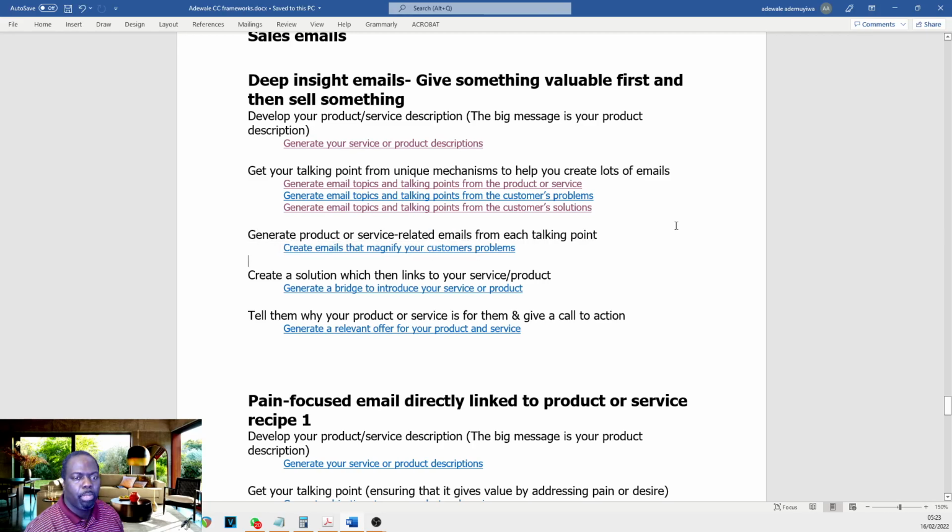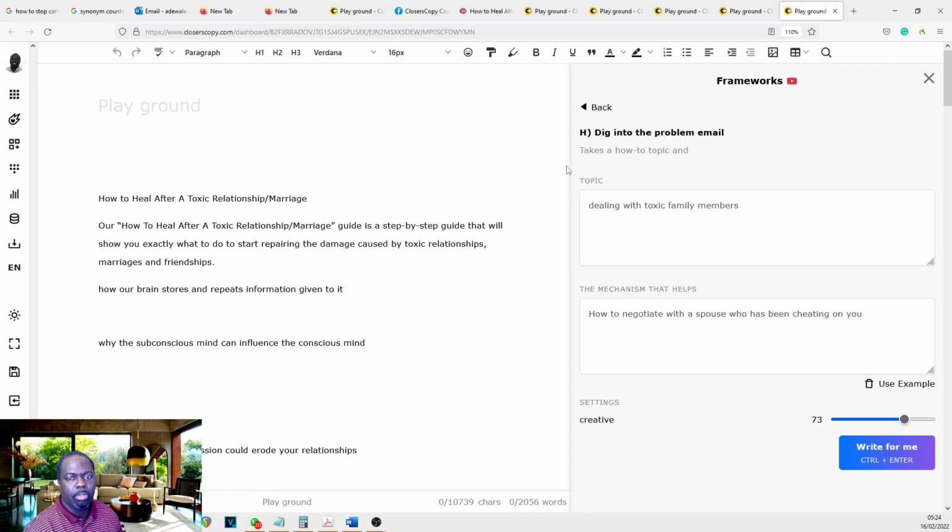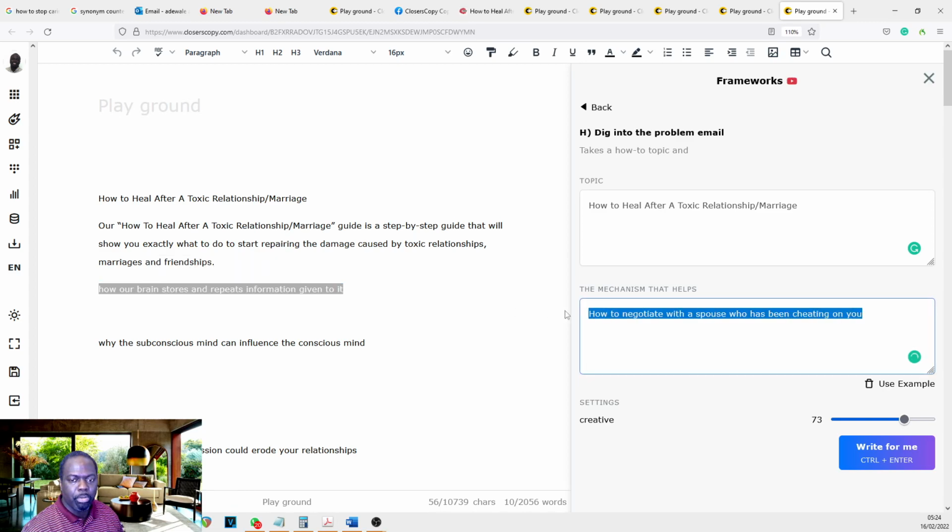So we got there. We now want to go to the next bit, which is generating the introduction to the email, which would be this, create emails that magnify your customers' problems. And just to mention here so that you are aware, even though you use products or service or you use customer solution, we'll always still come to magnifying the customer's problems through the eyes of the solutions or the product services. All this does is create relevant topics that we can talk about that's linked to the product or services, and then you just plug them into this next bit. So we dig into the problem again. We put in the topic, and then we put in the talking points that we generated just now.